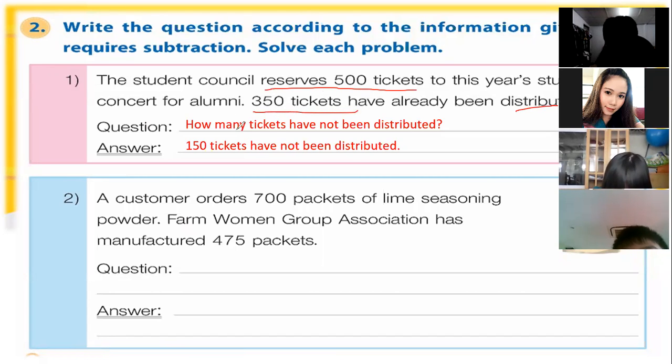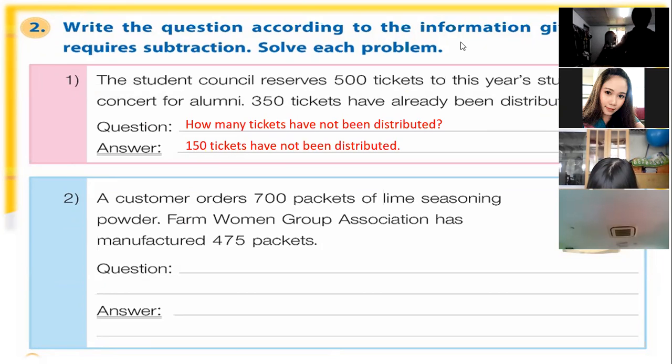Okay, so the question we can have, how many tickets have not been distributed? Second, the answer, we will do subtraction. So for 500, we subtract 350, we will have the answer 150. So 150 tickets have not been distributed. Okay, now let's move to the other problem. This is also one we have to solve.